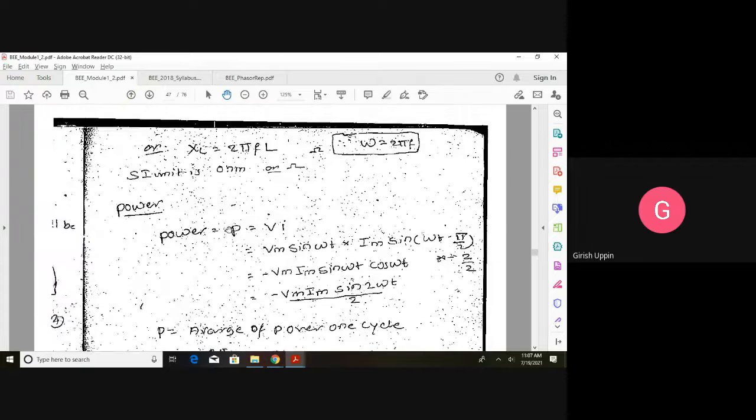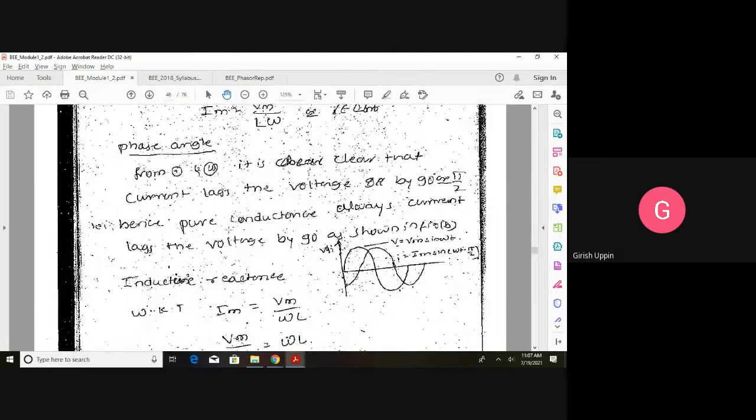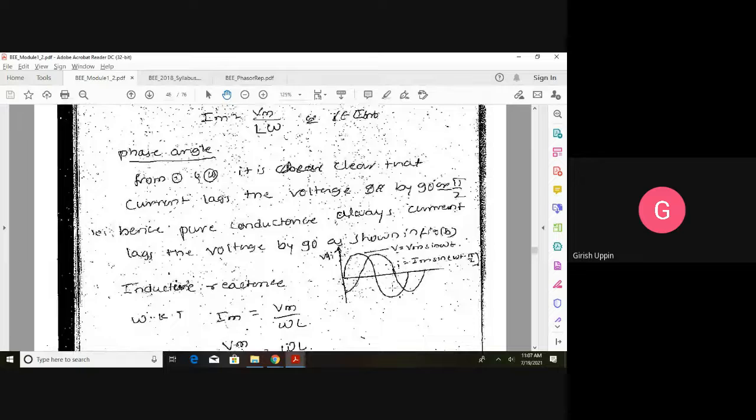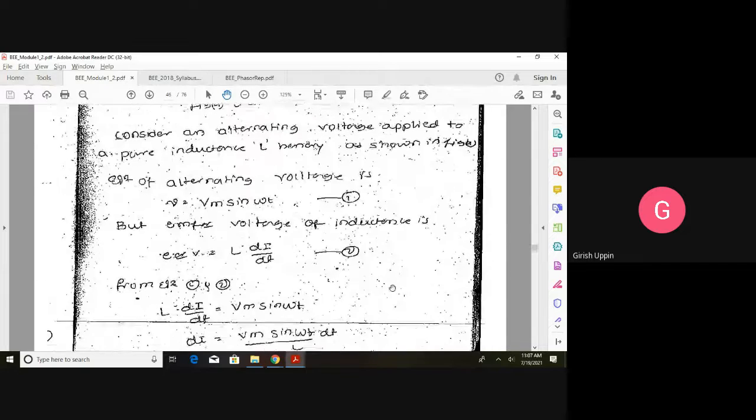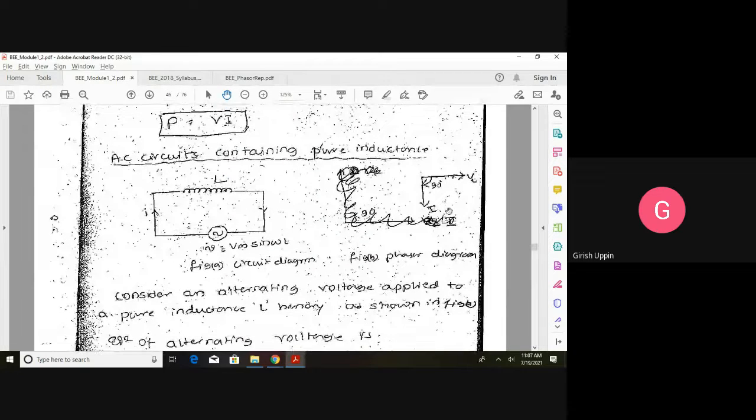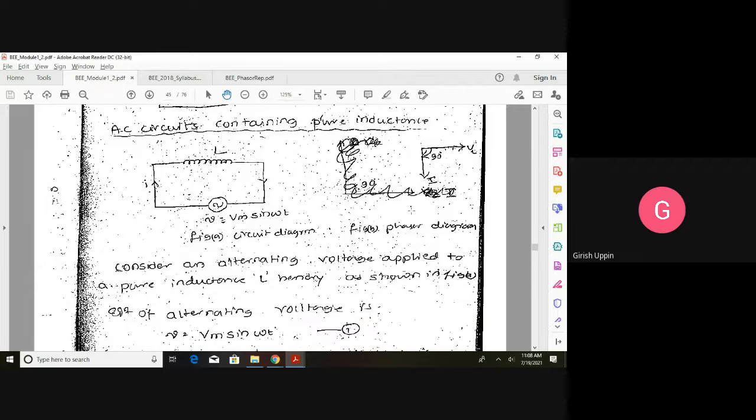So you are going to draw the waveform, and once you draw the waveform, draw the phasor diagram. How to draw the phasor diagram? This is the reference. Always the reference is voltage. Voltage will start at 0 and current will lag by 90 degrees. So current is behind by 90 degrees. So this is the current. This is how you represent it as a phasor diagram.